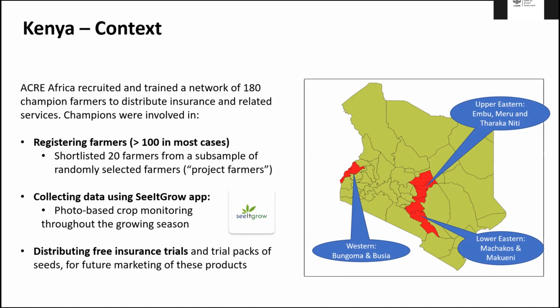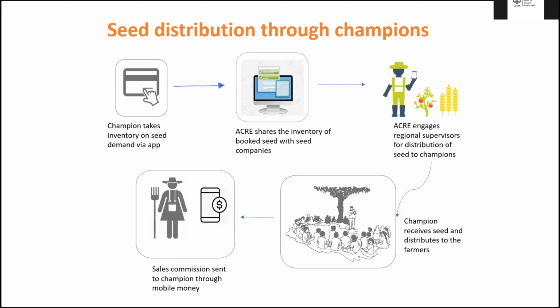Then they, throughout the seasons, have been collecting data using what Acre Africa branded as the See It Grow app, which is very much based on what we were using in India, but with some fine-tunements and adjustments for the Kenya setting. And then the champions also distributed free insurance trials in the first few seasons, and in the first season, trial packs of seeds, so that in the future they could be marketing those products.